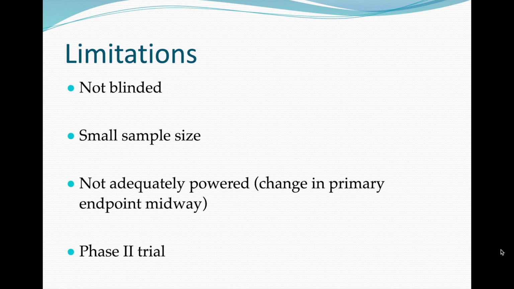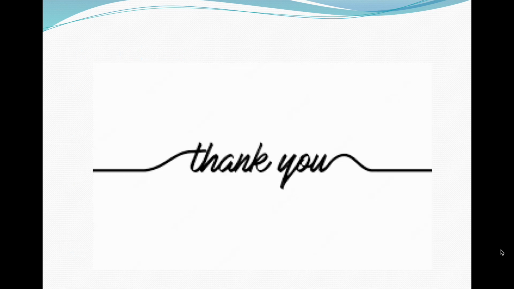The study started with reduction in IAP at day 7 as the endpoint. However, during interim analysis, they found that the IAP reduction was more significant on the first day, after 24 hours. So they changed the primary endpoint midway. So it was not an adequately powered study. And also it was a phase 2 trial, so only efficacy and safety were seen. A phase 3 trial should be tried in this to extend the benefits of Neostigmine to a larger population. Thank you.